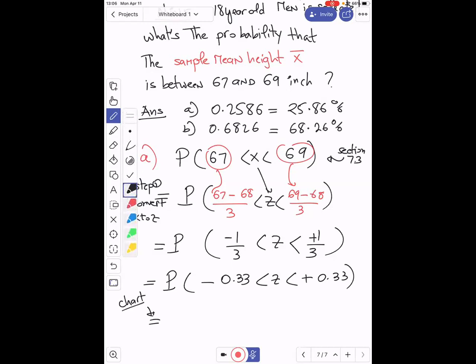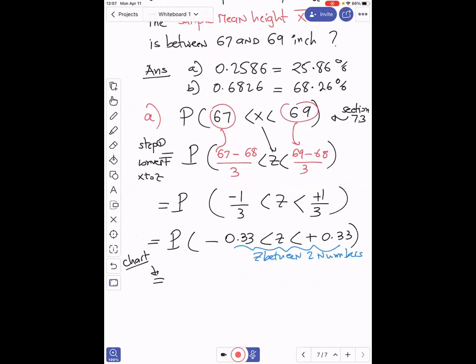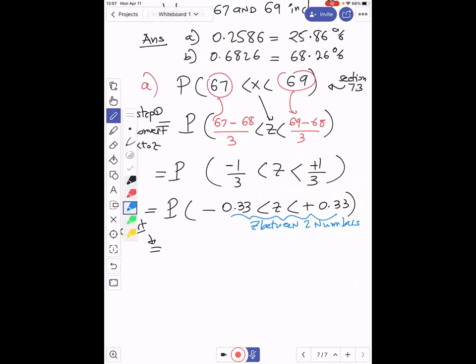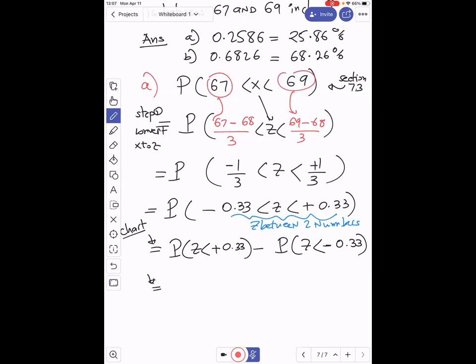But first, there's a problem here because this is not z less than a number. This is z between two numbers. So that's the area to the left of the second number minus the area to the left of the first number. So that's the probability that z is less than the second number, minus the area to the left of the first number. So once you have this difference, you can use the chart.